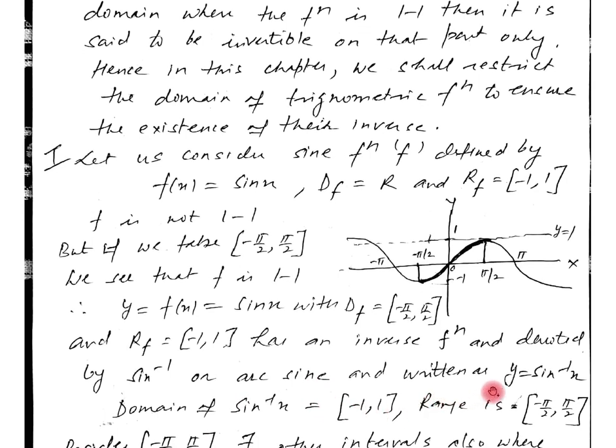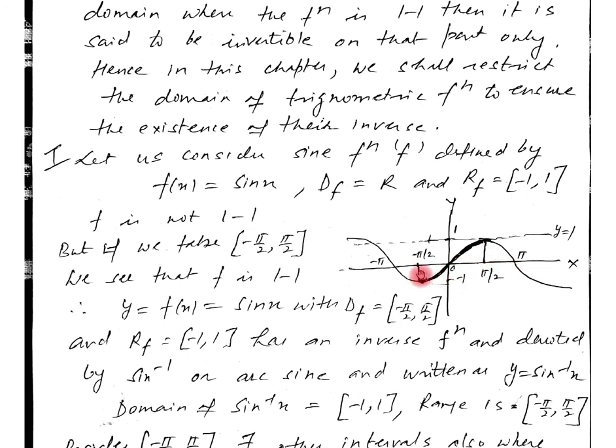and written as y equal to sine inverse x. This is the definition of what? Inverse function, because in the last chapter we know only the function is invertible when it is one-one and onto. Now we have taken only this interval of the domain, and in this interval we have seen our function is what? One-one and onto.